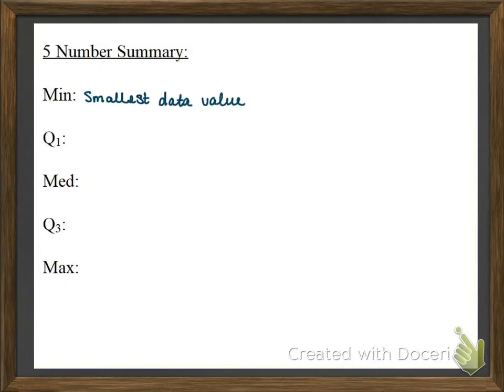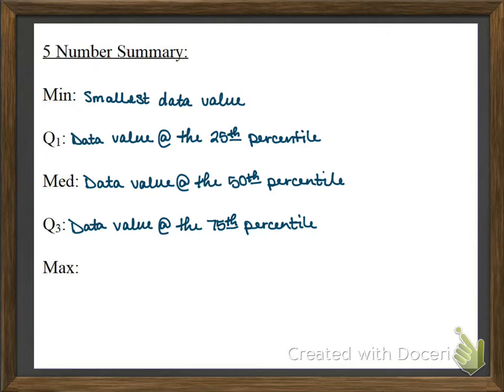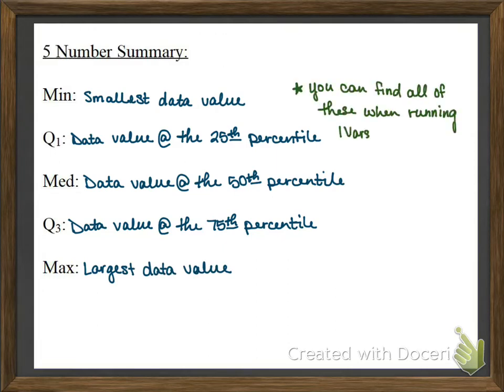So 5-number summary, other parts of tendency and dispersion: minimum, smallest data value. Q1 is your data value at the 25th percentile, aka the median of the lower half of your data. Median, we've already talked about, it is the value at the 50th percentile or that middle in the group. Q3 is the data value at the 75th percentile, aka the median of the upper half of your data. And then max is your largest data value. All of these can be found by running your 1-bar stat, so you don't have to do them by hand. It is at the very end of that grouping, so you'll have to scroll down, but it lays it out in the exact same order here.